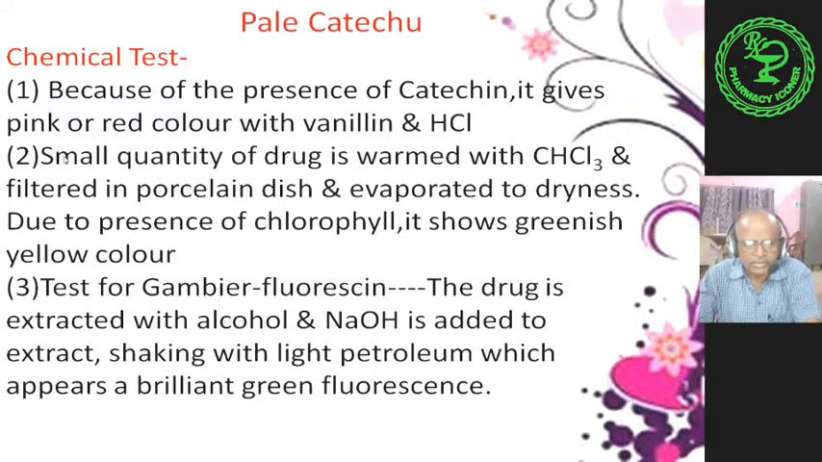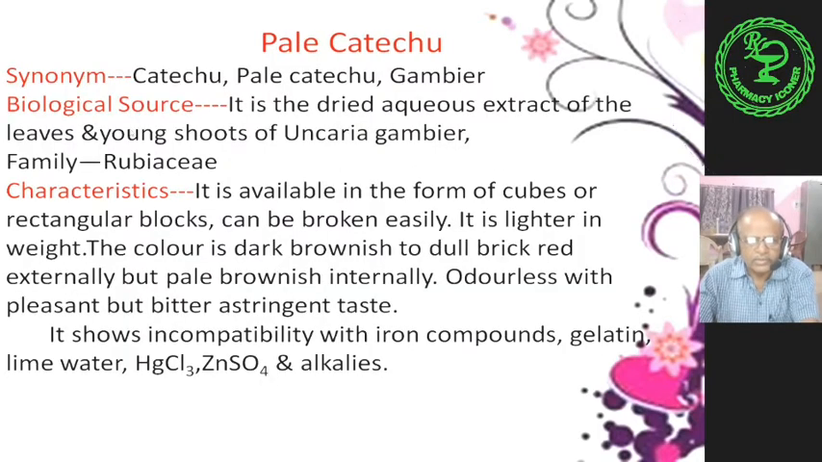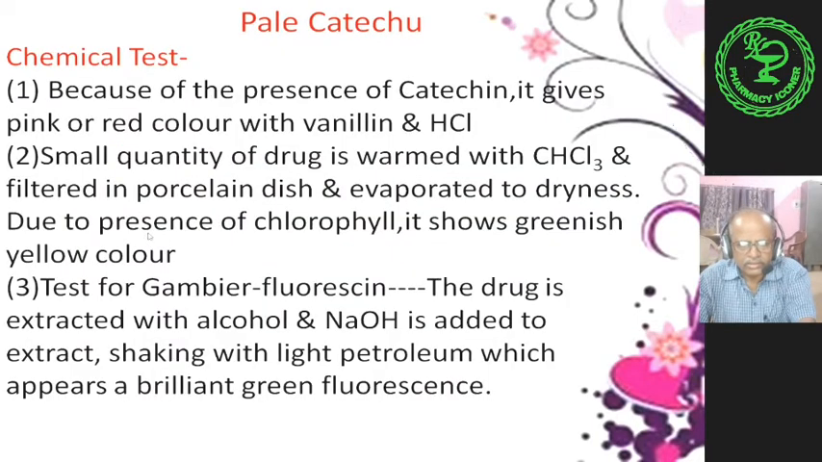Second chemical test: a small quantity of pal-catechu is warmed with chloroform, filtered in a porcelain dish, and evaporated to dryness. Due to the presence of chlorophyll, it shows a greenish yellow color. Why? Because it is the aqueous extract of the leaves and young shoots of Uncaria gambir. That is why it contains chlorophyll and shows greenish yellow color.